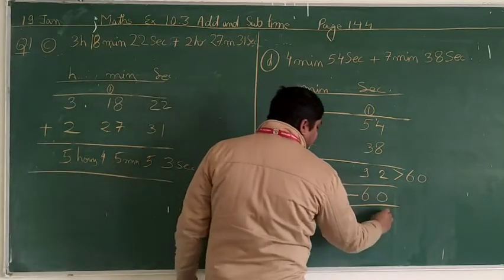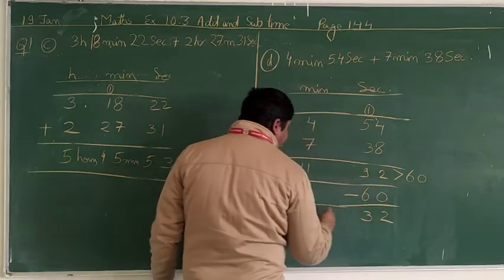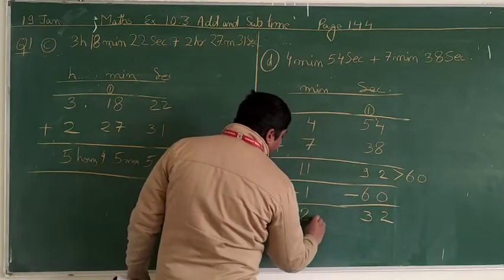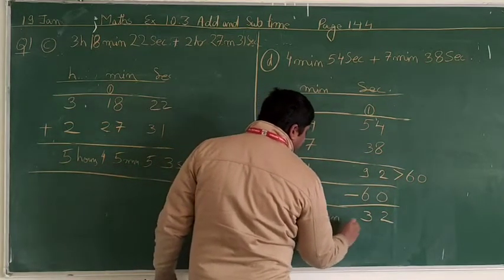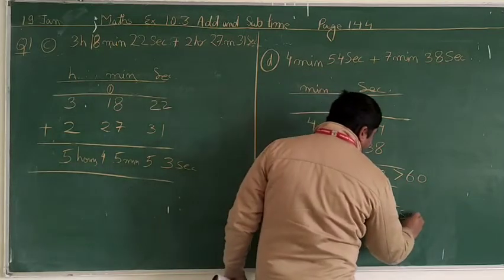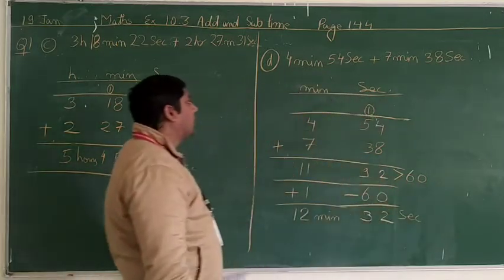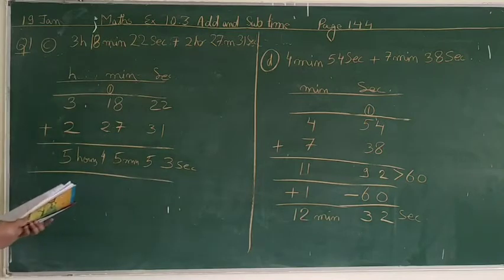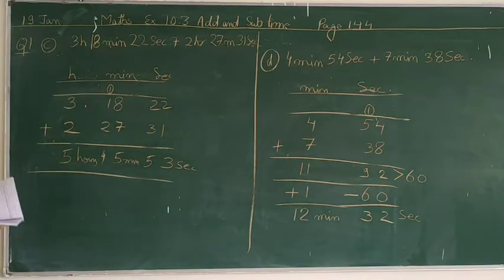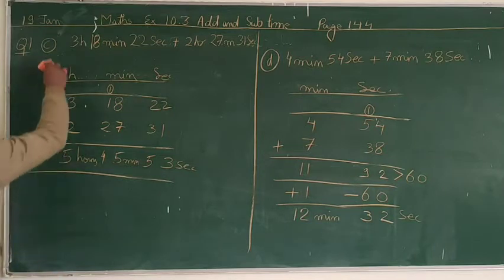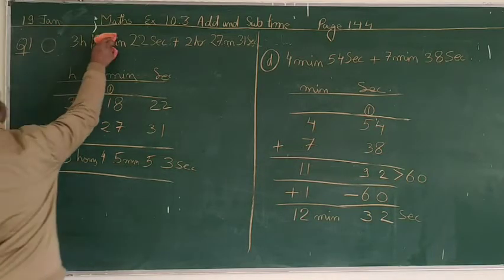Now subtract and you will get 32, and here you will get 12. This is 12 minutes and 32 seconds. Now question number E. It is a similar question. Better to do question number F. Now we will do question number F here.